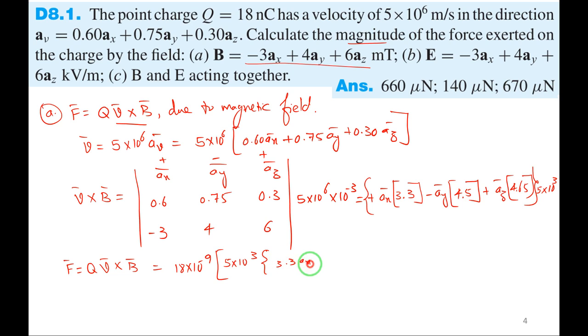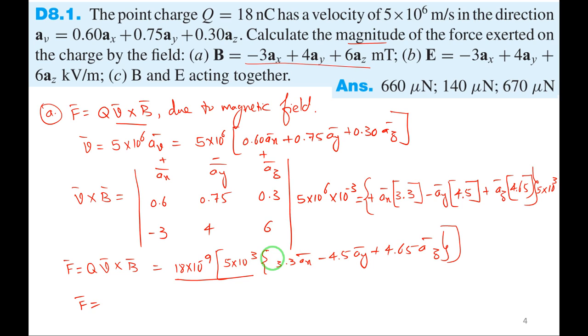Then I will write 3.3 AX minus 4.5 AY plus 4.65 AZ. Okay, now I will multiply and write down the force vector. First I will multiply all these things, then I will multiply with 3.3, 4.5, right? So 18 exponential minus 9 into 5 exponential 3, and I am multiplying this with the first term, 3.3.